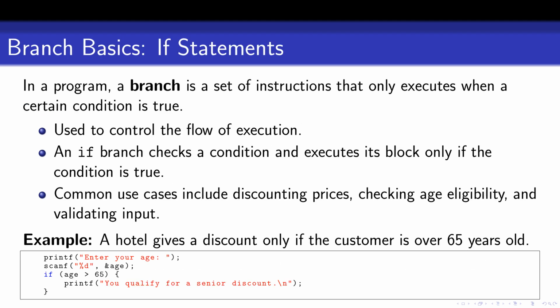To start with, let's talk about the basics of if statements. In C, a branch allows your program to make decisions. It only executes certain instructions if a specific condition is true. A common example is checking if a user is eligible for a discount. For instance, if the user's age is greater than 65, we can use an if statement to print a message that says they qualify for a senior discount.